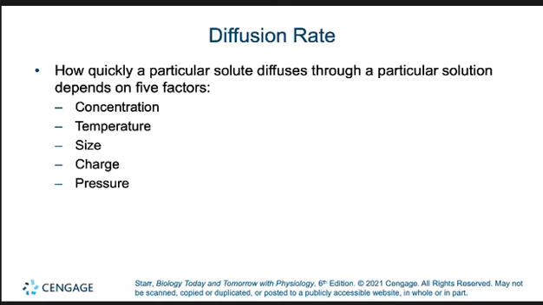Okay, so with diffusion rate, remember this is a form of passive transport. This is going to depend on several factors that are going to dictate the speed with which this takes place. Okay, and those factors are concentration, temperature, size, charge, and pressure. Now, how is it that those are affected? Well, the answer is fairly straightforward.